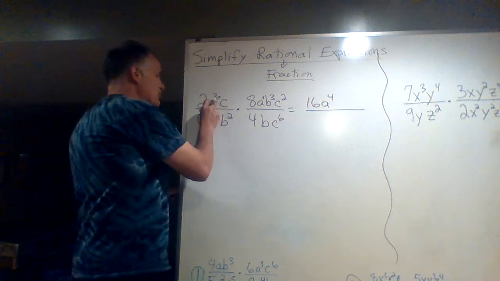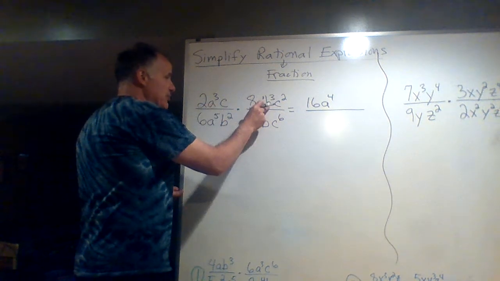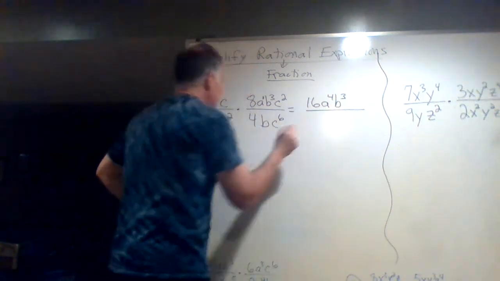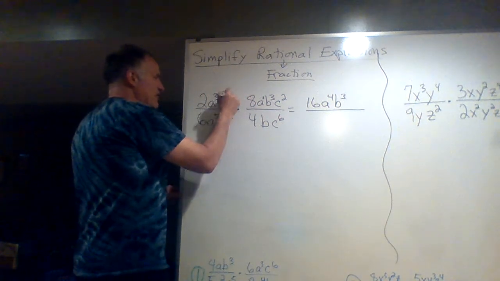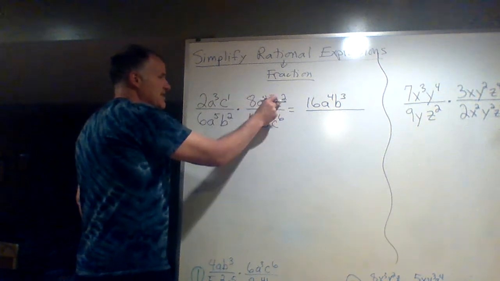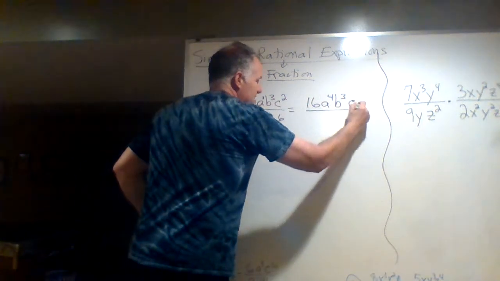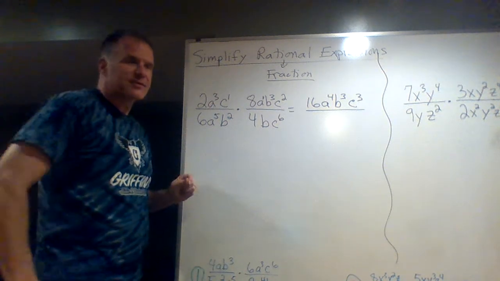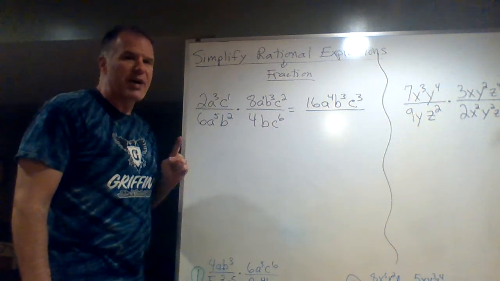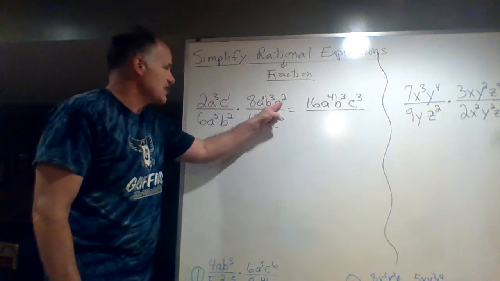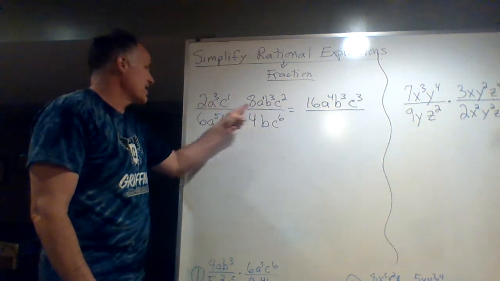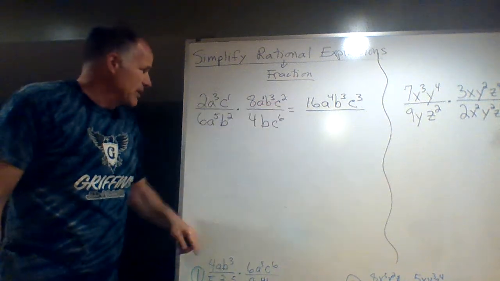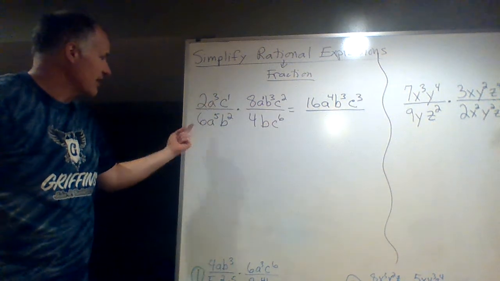Now, what's interesting, there's no b in this one, and there's a b cubed in this one. So no b and b cubed is just going to stay b cubed. And then again, this c doesn't have an exponent, so I put a 1 on it. c to the 1 and c squared makes c cubed. Again, for the letters that are the same, you add the exponents. So a cubed, a to the 1, a to the 4. There was nothing with the b, so the b went over, and then 2 times 8, 16. Now let's do the bottom.